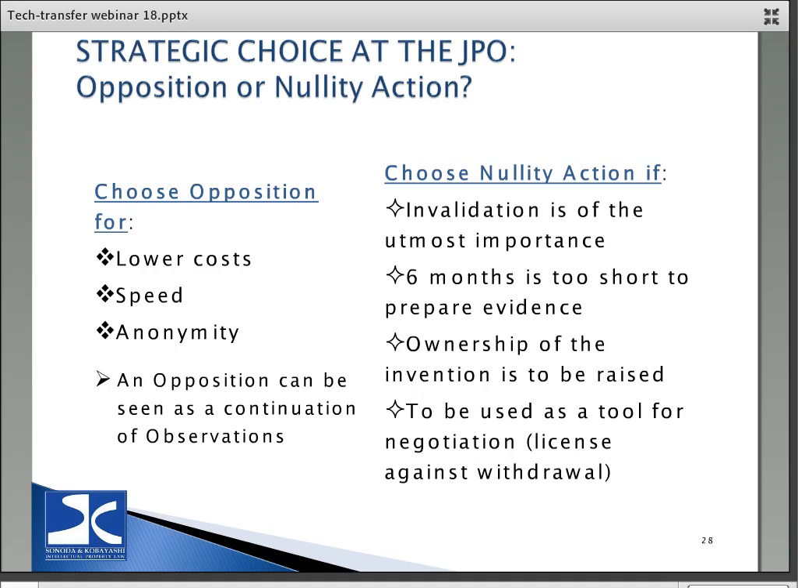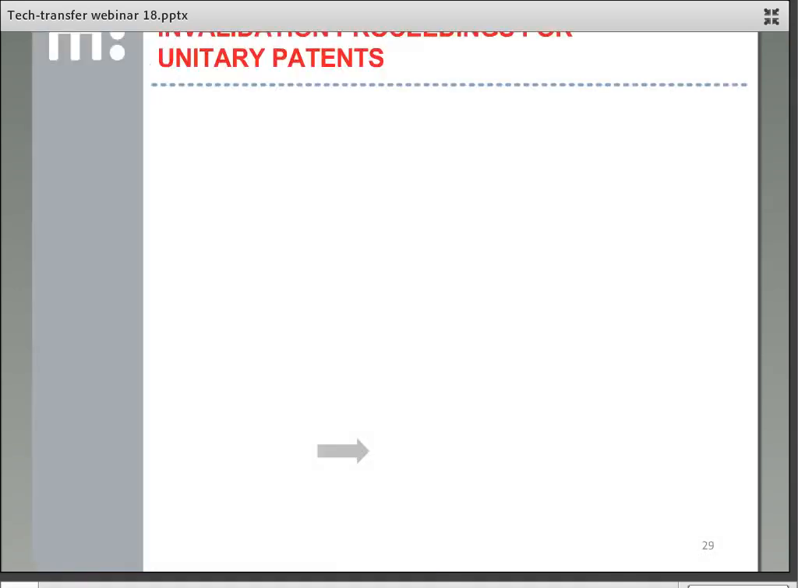Could you comment a little about the unitary patents? Sorry, I should proceed. Yes, thank you very much. Yes, please, Robert, please comment on the situation in Europe, whether or not it's going to change with the unitary patent.